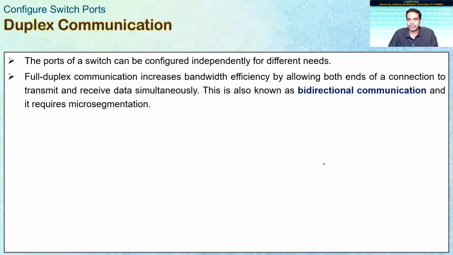You know the three modes of communication: simplex, half duplex, and full duplex communications. Full duplex communication actually increases bandwidth efficiency because it allows both ends of a connection to transmit and receive data simultaneously, just like your mobile phone. Both the communicating parties can communicate at the same time. This is also called bidirectional communication, and it requires microsegmentation.